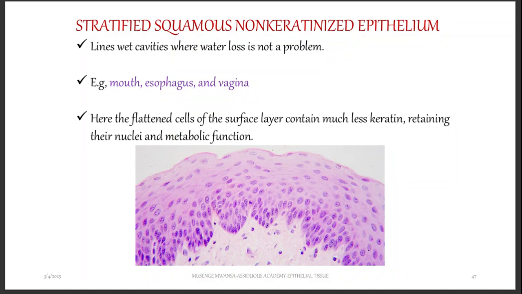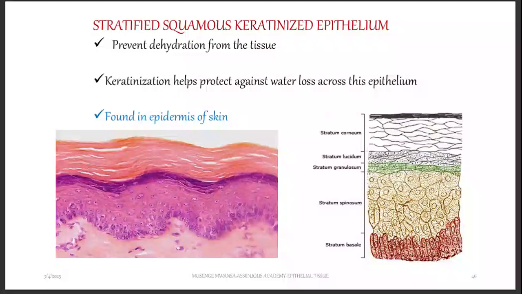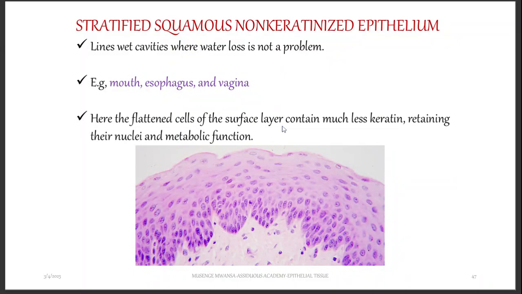For example, the mouth, the esophagus, and the vagina. That's where you find the stratified squamous. You can even see when you look at the epithelium, look at the layer. The cells on top are not dead. You can see nucleus on top. But if you got a slide for stratified squamous keratinized, the cells on top, you can't see any nucleus there because it's dead. Keratin is dead. But these ones you can see nuclei on top.